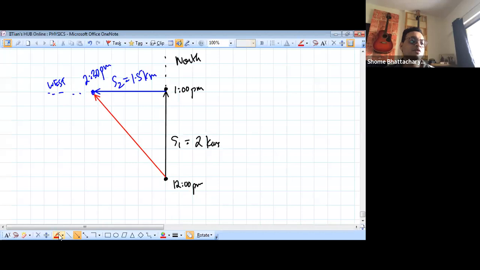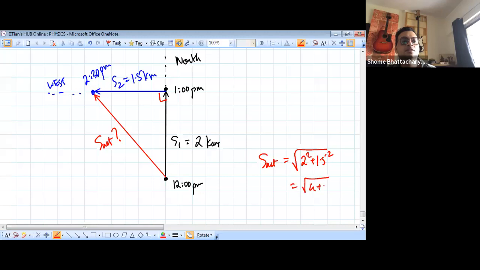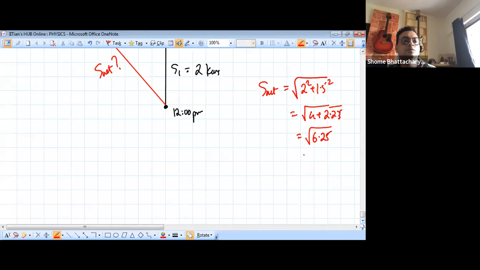So we just have to use coordinate geometry or Pythagoras theorem, anything like that. So this will be the net displacement, and we can calculate that because it's 90 degrees. So we can see that it is the square root of 2 square plus 1.5 square. So we can take that as the square root of 4 plus 2.25, the square root of 6.25. If we move it, 2.5 kilometers.